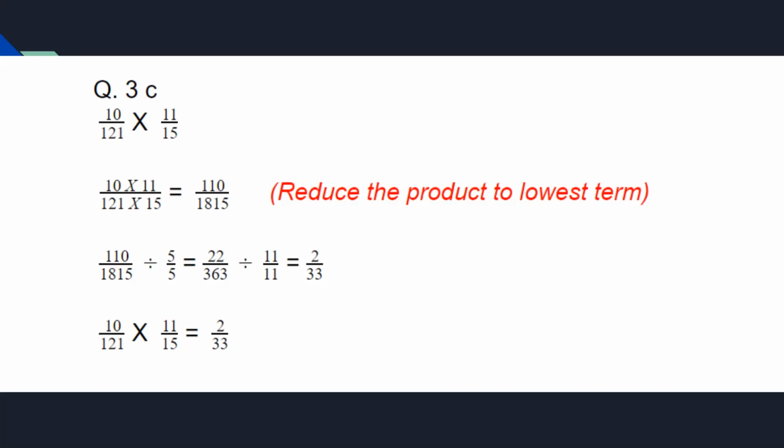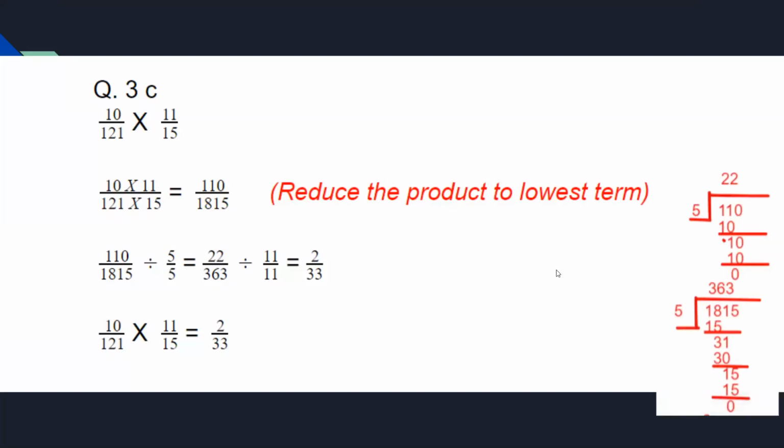Now, 22 and 363 both are divisible by the table of 11. So divide it and finally we will get 2 upon 33, because 11 twos are 22 and 11 33s are 363. So the answer of this product is 2 upon 33. In this way, we can reduce and we can cancel also, and we can reduce the sum if we know that both the numbers are divisible by a common number.